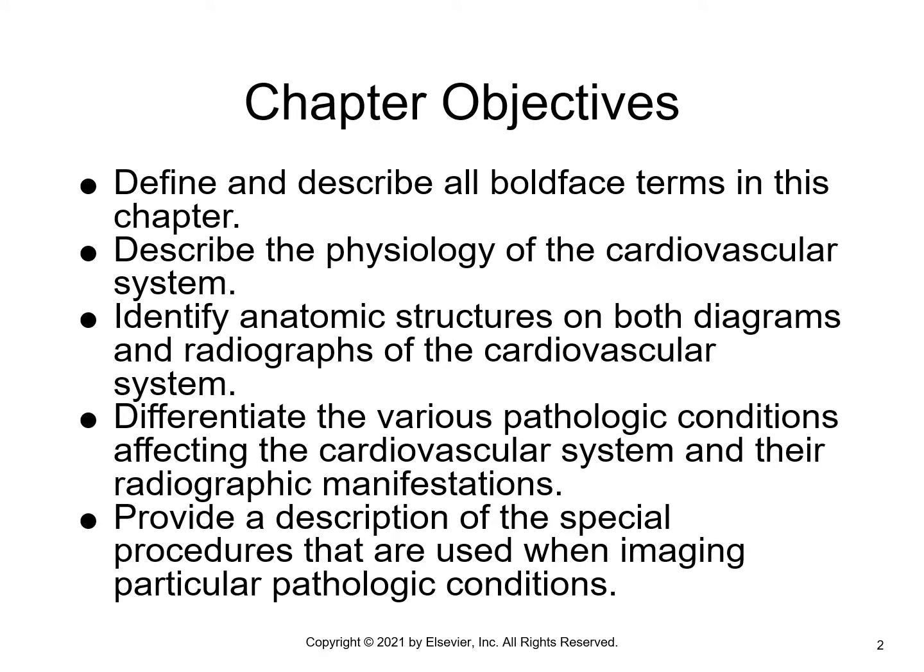So our chapter objectives for this week are to define and describe all bold-faced terms in the chapter, describe the physiology of the cardiovascular system, identify anatomic structures in both diagrams and radiographs of the cardiovascular system, differentiate the various pathologic conditions affecting the cardiovascular system and their radiographic manifestations, and provide a description of the special procedures that are used when imaging a particular pathologic.